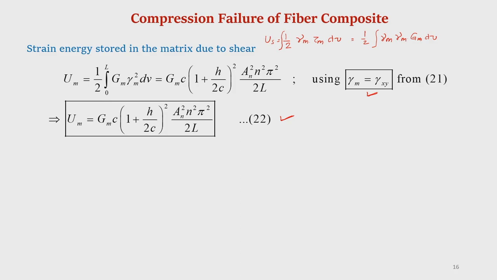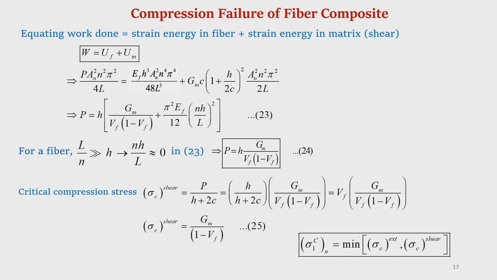Now again, equating the work done equal to the strain energy in the fiber plus strain energy in the matrix because of shear, and putting those values here, we get this as the expression for the critical load at which fiber microbuckling in shear mode will take place. Because the fiber is slender, its length is far higher compared to its thickness. Therefore, we can take this as 0, and once we put this in equation 23, we get the expression for critical buckling load at which fiber microbuckling takes place in the shear mode.